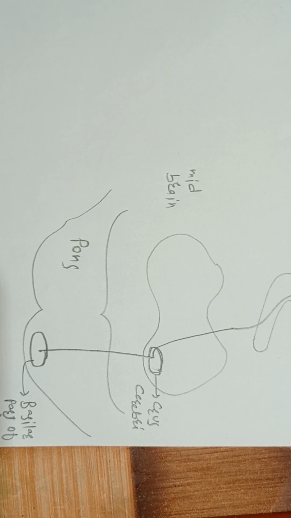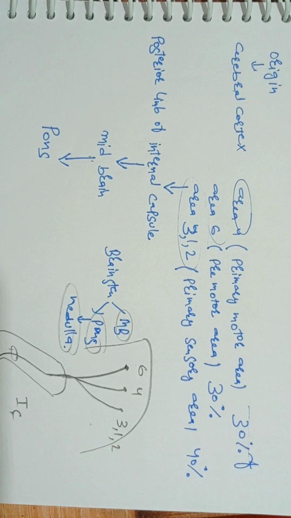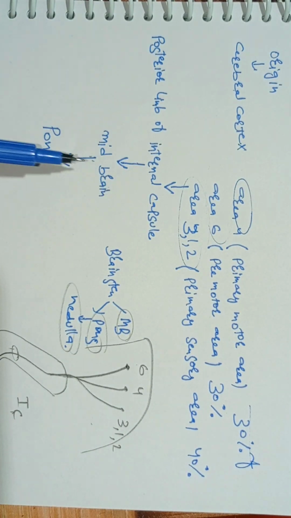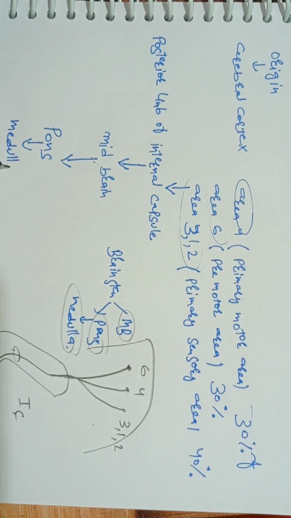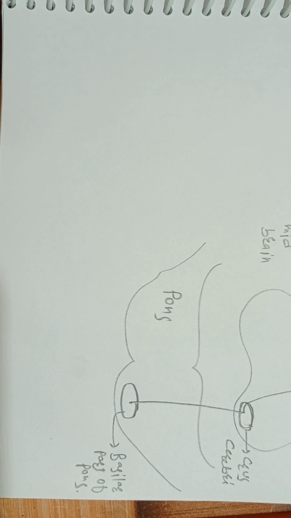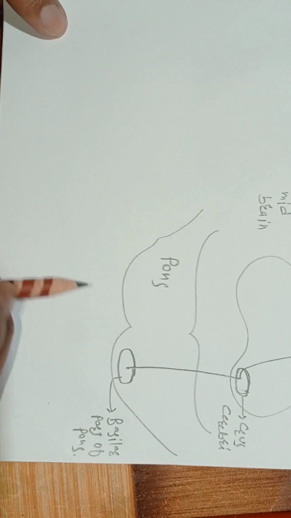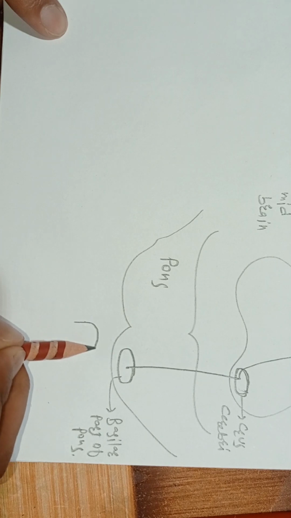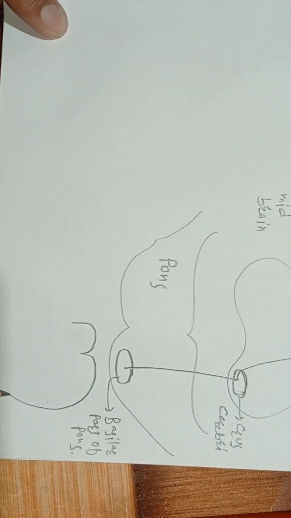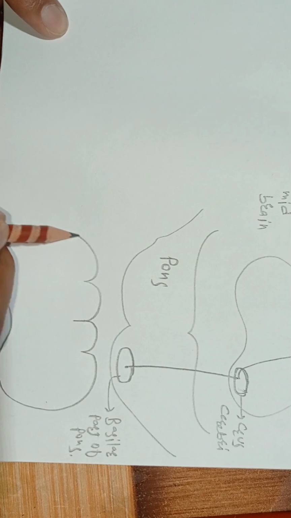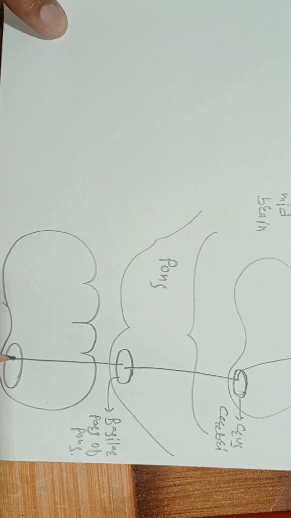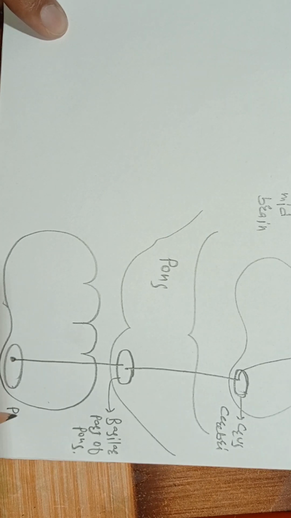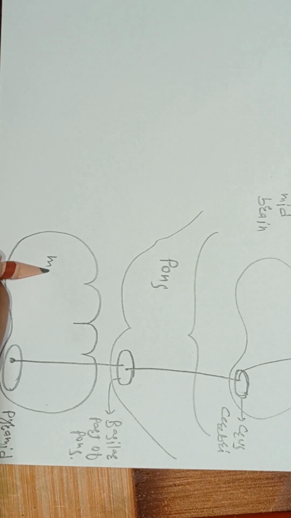So from the cortex to the posterior limb of the internal capsule, to the midbrain, to the basilar part of the pons, now from the pons they go to the medulla oblongata. So now I will draw the medulla. So this is the medulla. From the basilar part of the pons, fibers go to the medulla. What is this part? Pyramid. Therefore, pyramidal tract. Pyramid of the medulla.